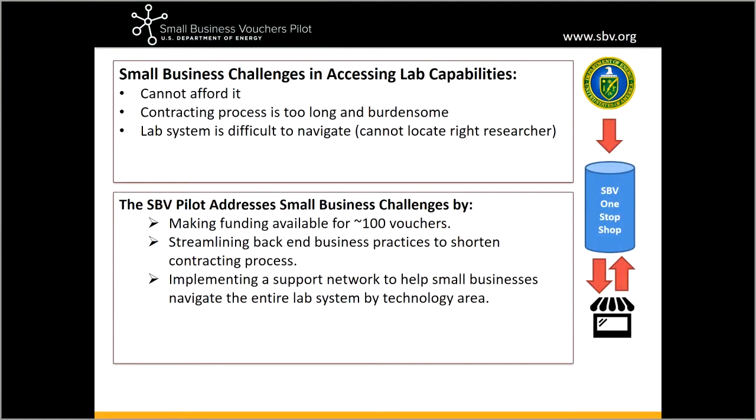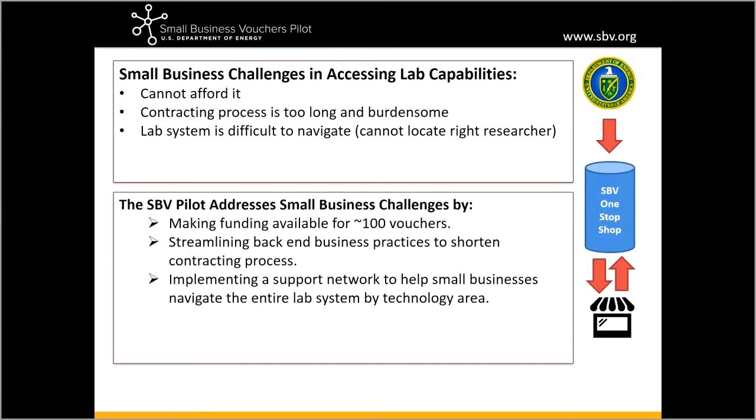So we're trying to address these challenges by, first of all, taking away the cost issue. We're making funding available for about 100 vouchers over the period of this pilot. We want to streamline the back-end business practices to shorten the contracting process. And we want to implement a support network to help small businesses navigate the entire lab system by technology area. And if you go to sbv.org, the webpage, that's a big part of our strategy to make what's inside the laboratories more visible and accessible.